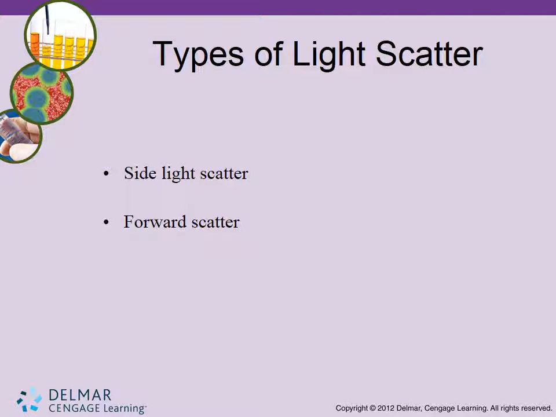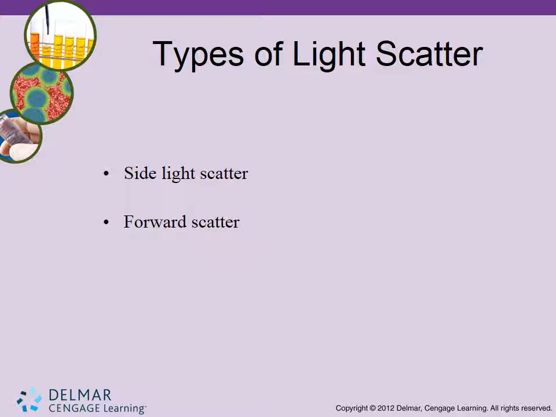There actually are two types of light scatter technology. There's a side light scatter and a forward scatter. Side light scatter is where light is scattered at a 90-degree angle from the cell, and it defines the internal complexity and granularity of the cell.